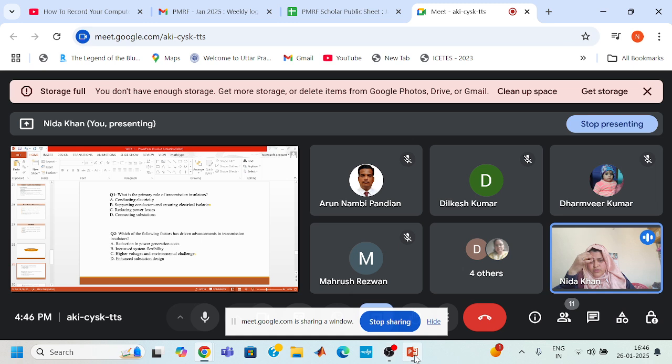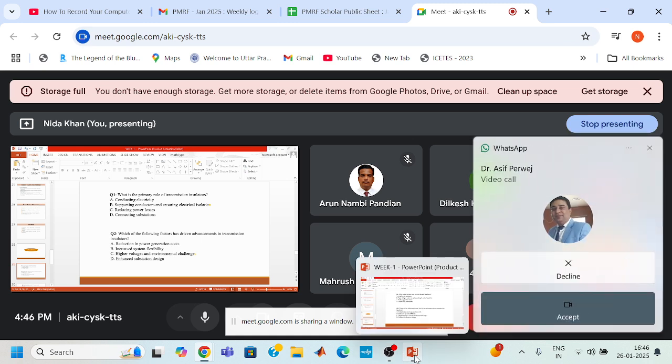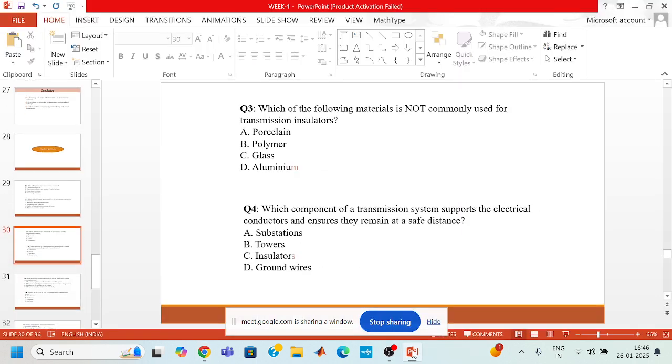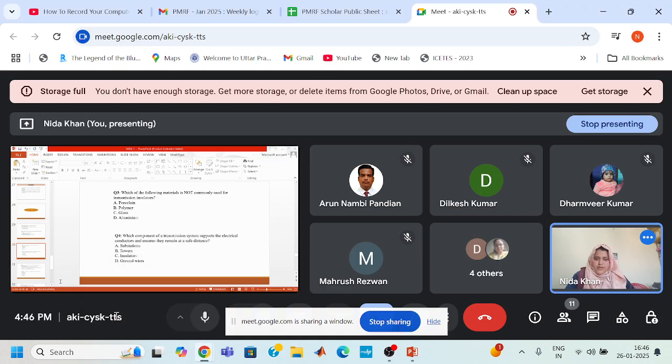Okay, now moving on to the next question. Which of the following materials is not commonly used for transmission insulators? Aluminum. Very good. Anyone else? No. Okay, aluminium is the correct answer.